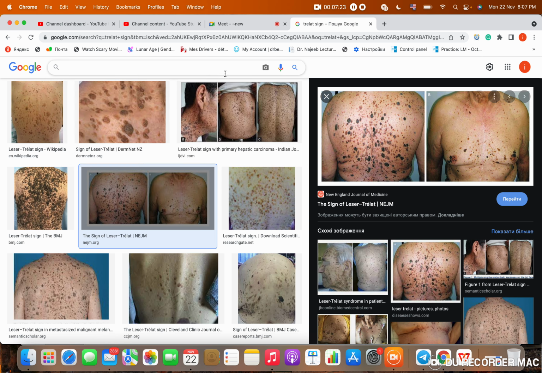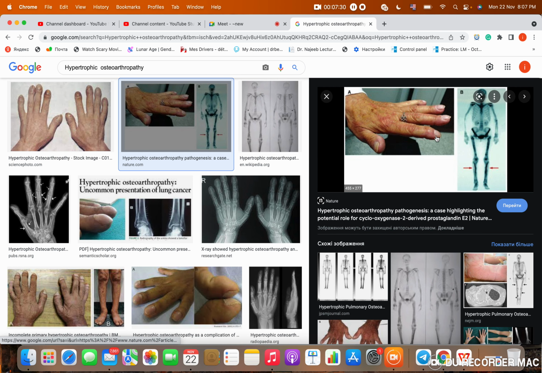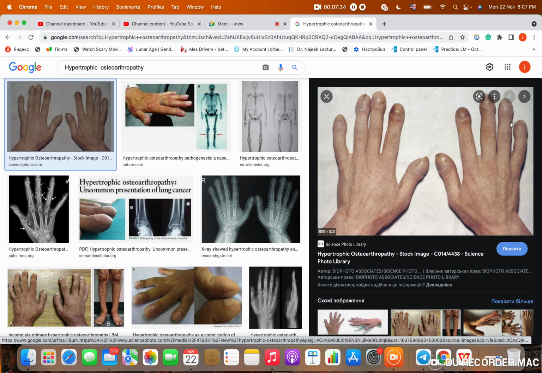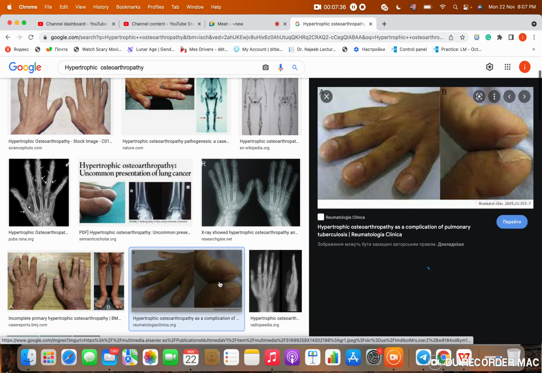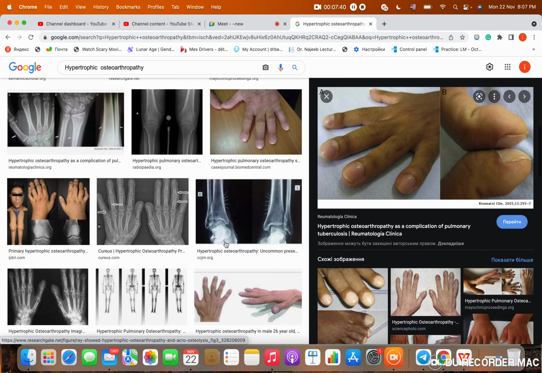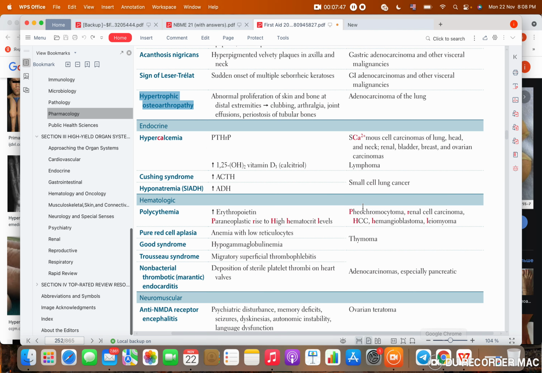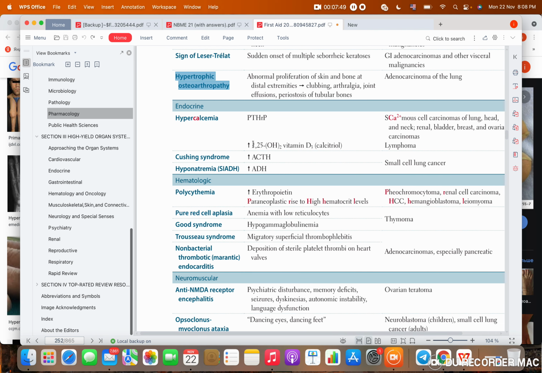Let's take a look at it. The size of your fingers will be humongous. See, it's really big. It is the same type of thing that happened in COPD, but basically the mechanism here is different. Yeah, but this is also due to lung problem, lung cancer.